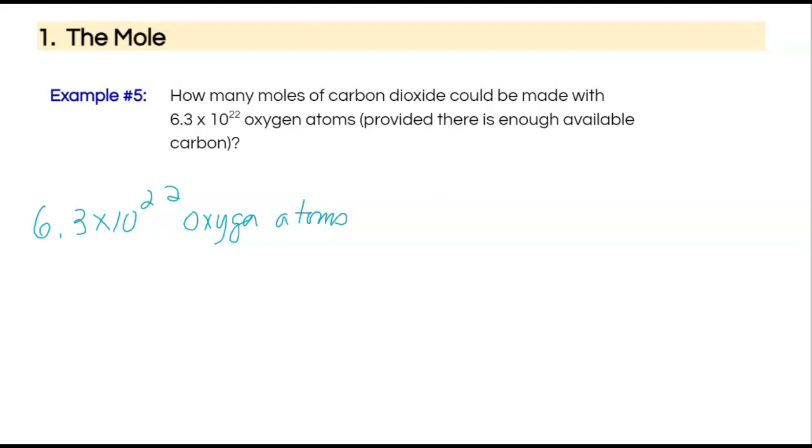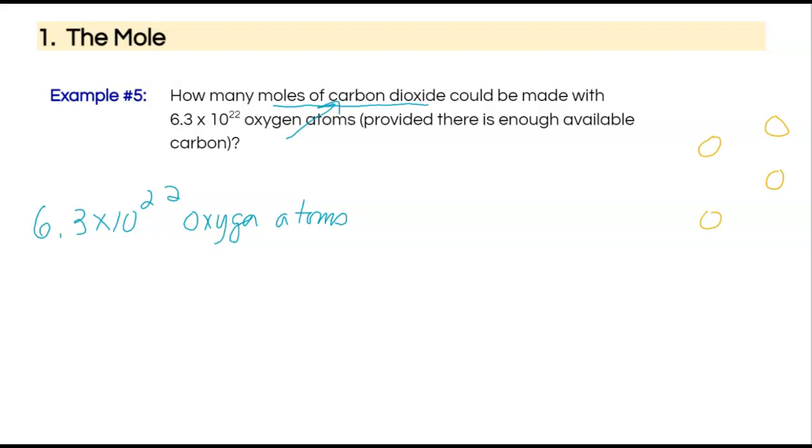Right? And so I eventually want moles of CO2, but I can't really go directly from oxygen atoms to moles of CO2. That's not going to be possible. So what I'm going to do is say, well, I have a bunch of O's that I'm going to think about as being sort of separate.